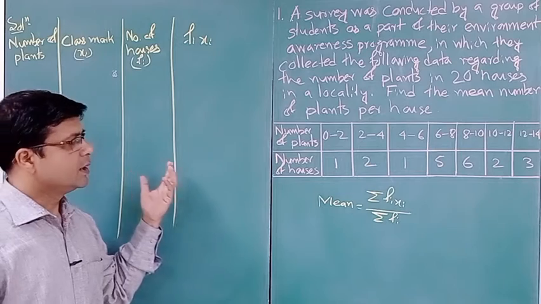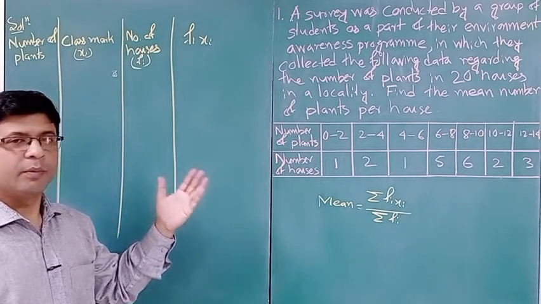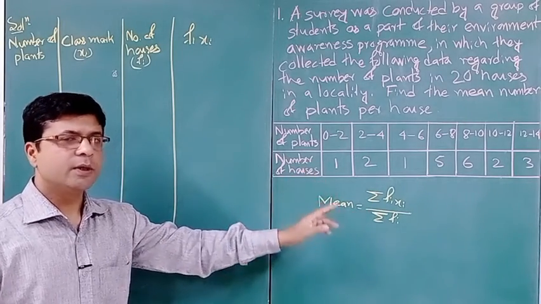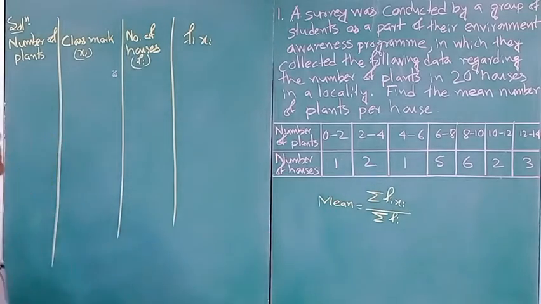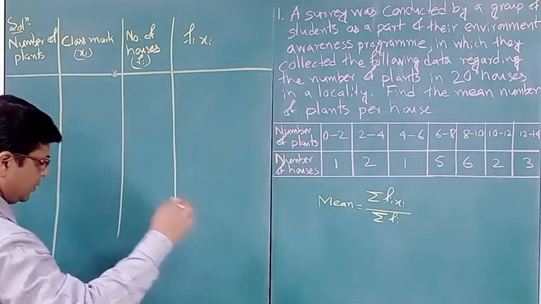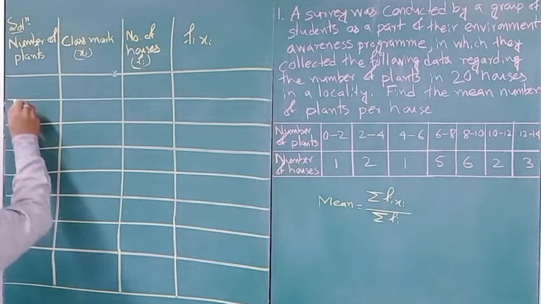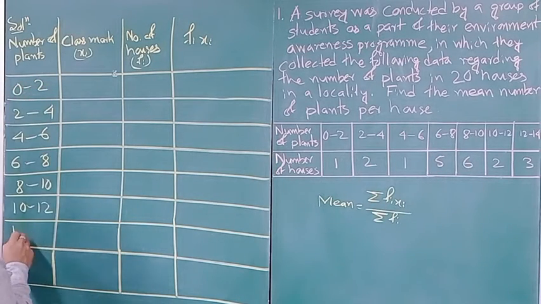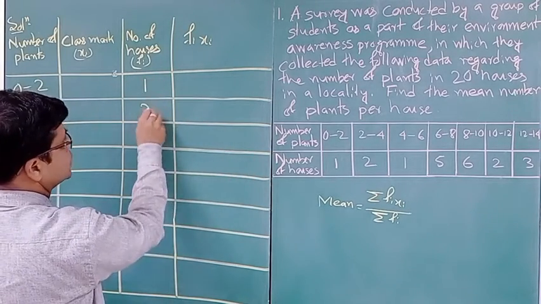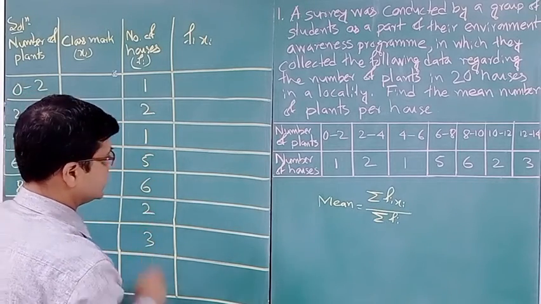Otherwise we have seen that in the exam students get confused about how many columns are required. No need to memorize anything. At first you should know the formula, and from the formula only we can find how many columns are required. So let us do it. Here you see how many rows are required: 1, 2, 3, 4, 5, 6, 7. The class intervals are 0 to 2, 2 to 4, up to 12 to 14. Then the frequencies: 1, 2, 1, 5, 6, 2, 3.